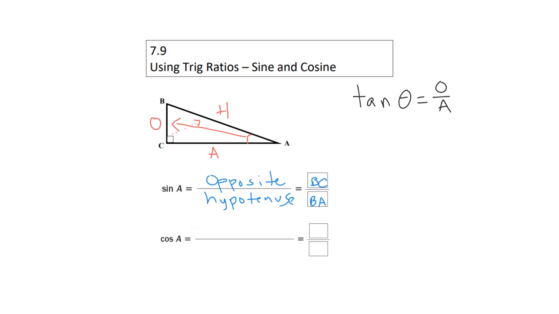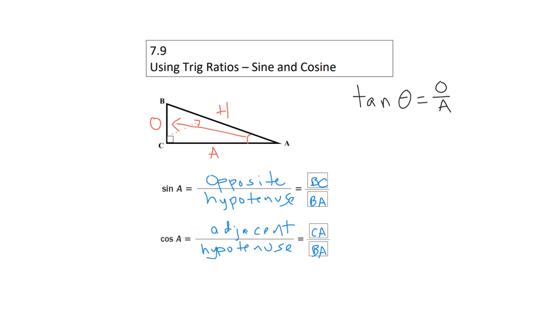And cosine will keep the hypotenuse in the denominator, but it will have a different numerator. So hypotenuse is in the denominator here. Adjacent will be in the numerator. So the cosine ratio is adjacent over hypotenuse, and our adjacent side in this picture is CA, and our hypotenuse is still BA. Again, all these ratios for this example are based on that reference angle A.